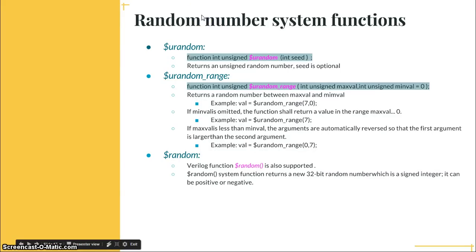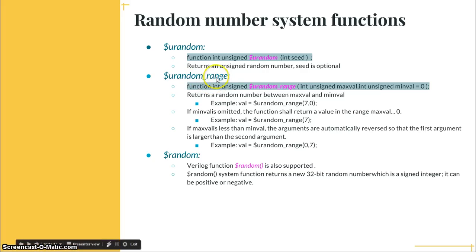Random number system functions in SystemVerilog. $urandom, $urandom_range, and $random are the random generation system functions in SystemVerilog. $urandom is a function which will return an unsigned random number, and there is an optional seed you can pass to it. So if you are assigning a = $urandom, a will get a random unsigned number every time it is getting called.